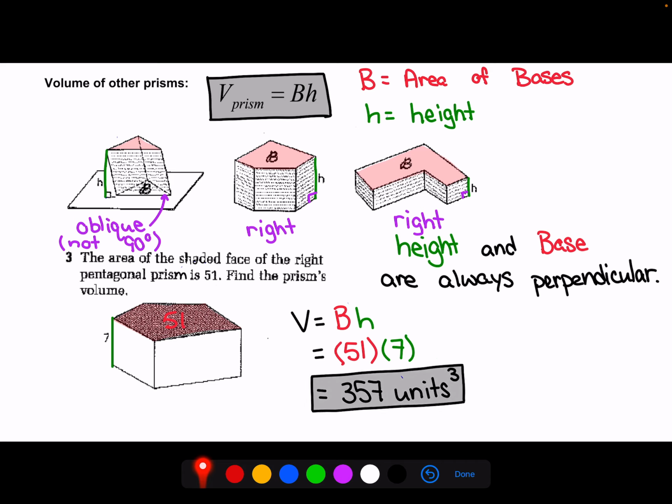Now, before I move on, I just want to talk about one last thing with oblique prisms and oblique cylinders. It goes for anything that's oblique compared to right. If I have an oblique prism or cylinder that has the same base and height as a right prism or cylinder, then their volumes will be the same. And the reason for that is something called Cavalieri's principle.